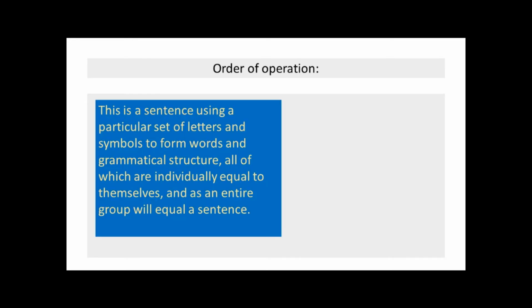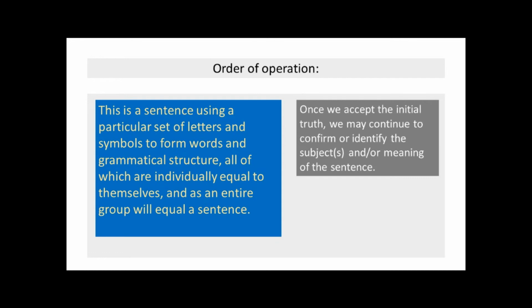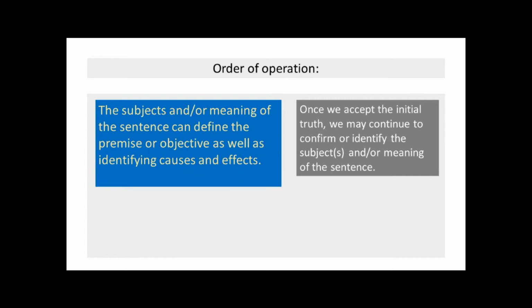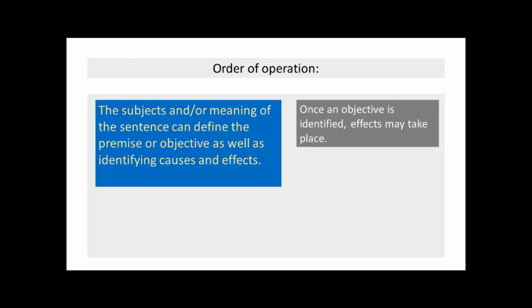Order of operation. This is a sentence using a particular set of letters and symbols to form words in grammatical structure, all of which are individually equal to themselves and as an entire group will equal a sentence. Once we accept the initial truth, we may continue to confirm or identify the subjects and/or meaning of the sentence. The subjects and/or meaning of the sentence can define the premise or objective as well as identifying causes and effects. Once an objective is identified, effects may take place.